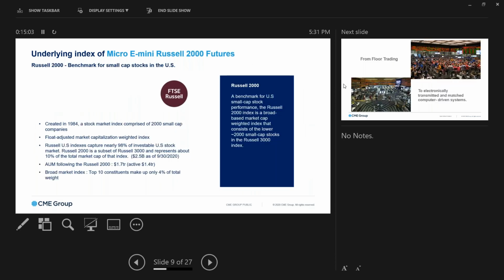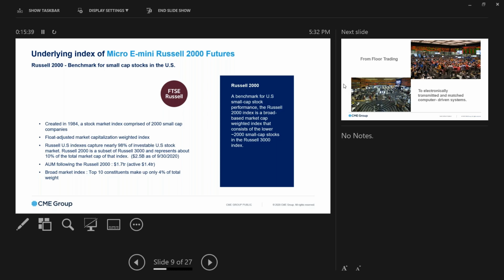So the last one is the FTSE Russell 2000. People are probably less familiar with this one compared to the other three. This is the underlying index of our Micro Mini Russell 2000 futures, and as the name says, it represents 2,000 small cap stocks in the U.S. The index calculator is FTSE Russell, the round shaped logo which I put in the middle of this slide. FTSE Russell calculates the Russell 2000 index.